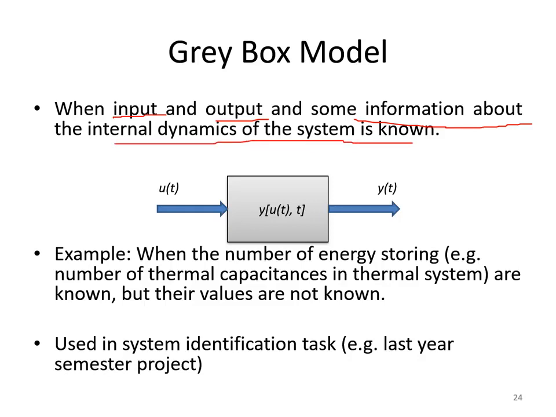So an example will be helpful to clarify the difference between the gray box model and the black box model. The example here is that we know the number of energy storing components of the system. In the next slide we're going to look at an example of a thermal system where the number of heat storing elements is known as the number of thermal capacitances in the thermal system. So if the number of energy storing elements are known, but their values are unknown, that will be an example of a gray box model.